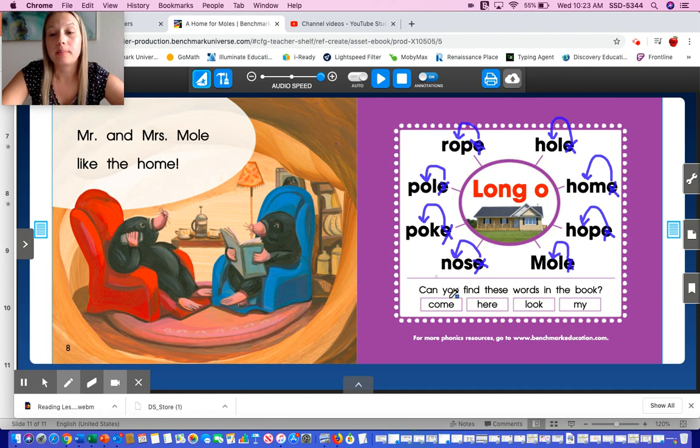As we were reading the book, in the sentences, there were all these sight words that we had gone over in the beginning. Come, here, look, and my. And you should know all of these sight words already because we've already learned them. So if you're having trouble, you need to practice your sight word flashcards. Okay? All right. That is the end of our Decodable book reading.